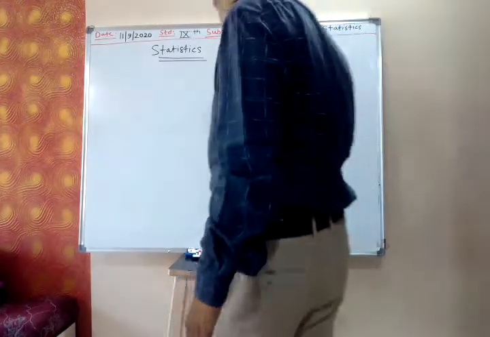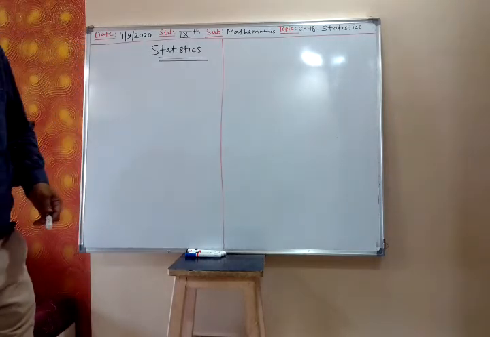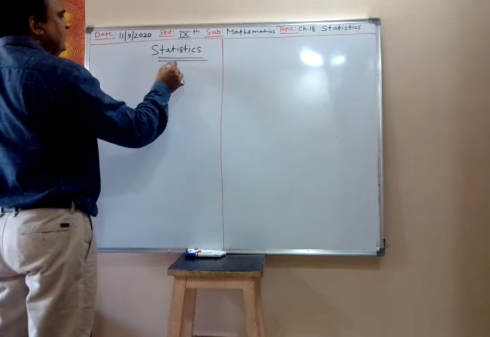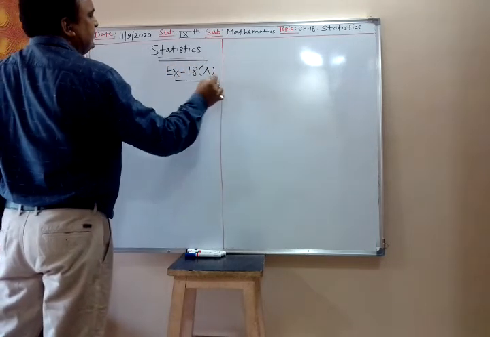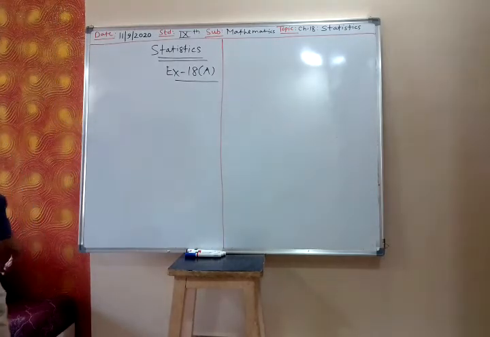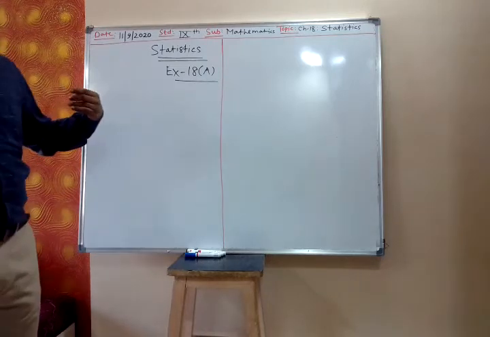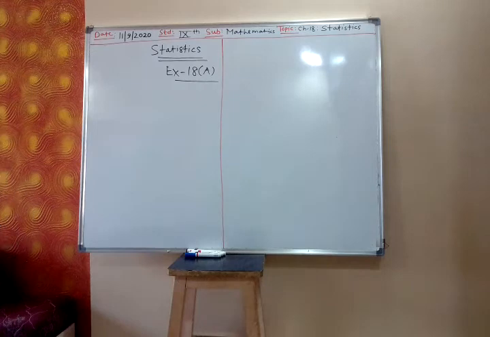Statistics. Let us directly start with the exercise and there only I will explain. So let us start exercise 18A. Now first, state which of the following variables are continuous and discrete. This I will not write. This I will just explain orally.